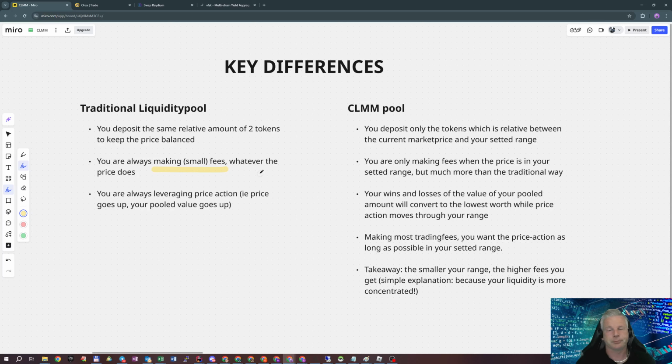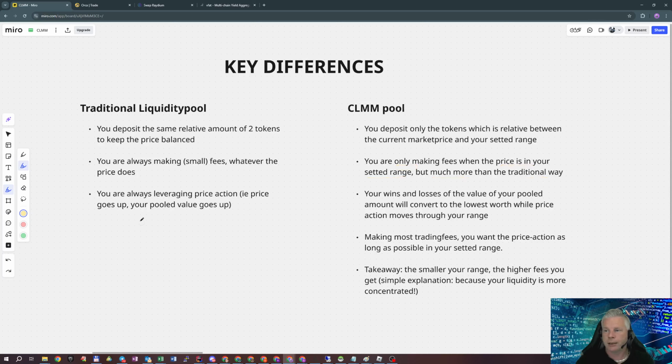Then for the CLMM, you are only making fees when the price is in your set range. So you're setting a price range and you're only making fees when the price is there. But the amount of fees will be much higher.